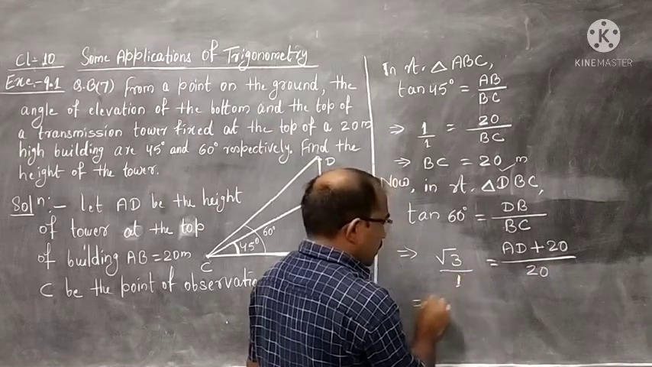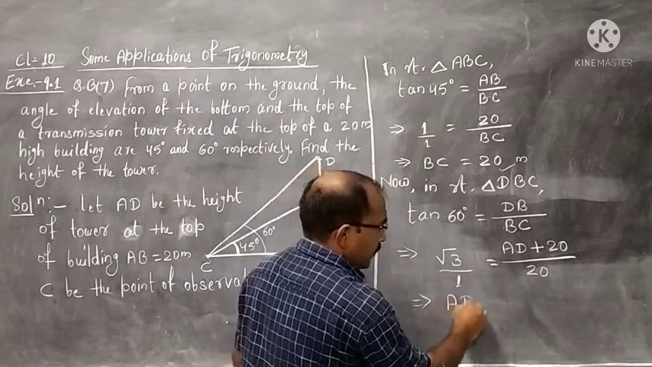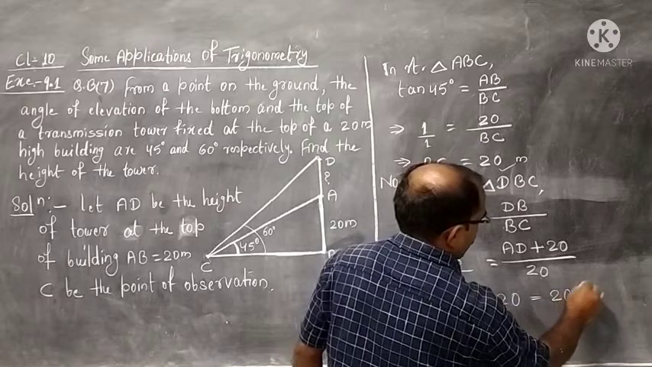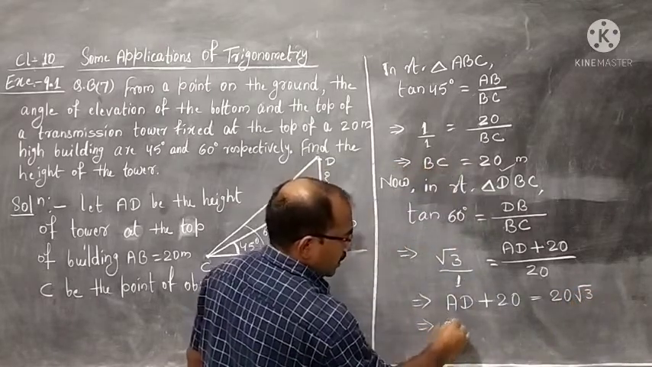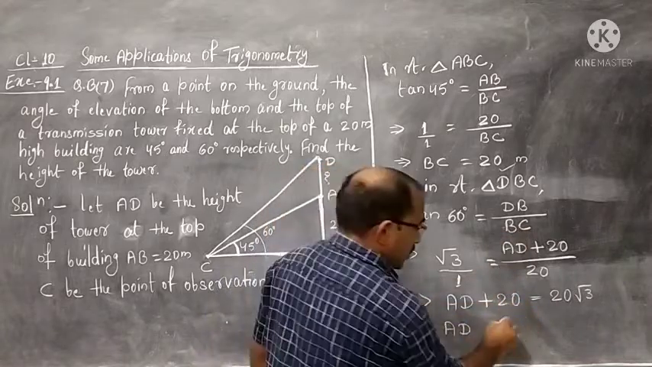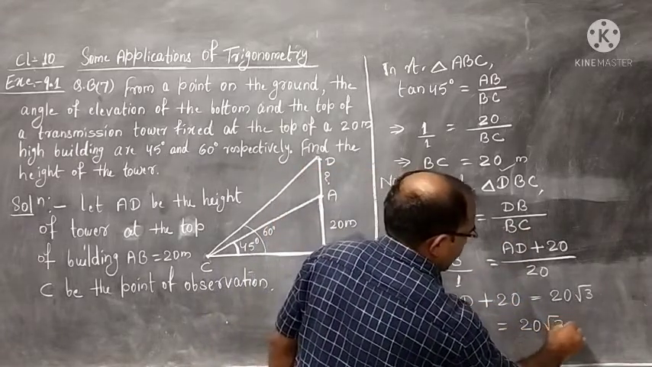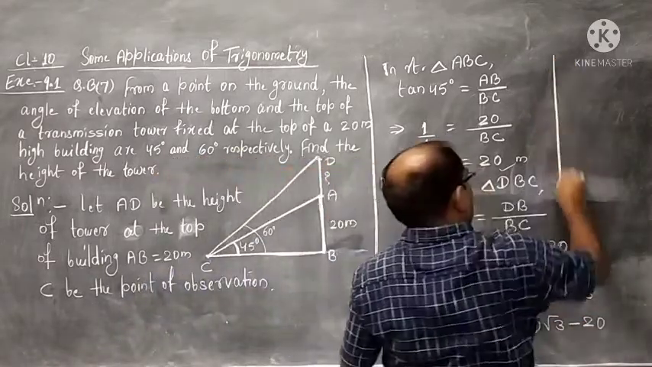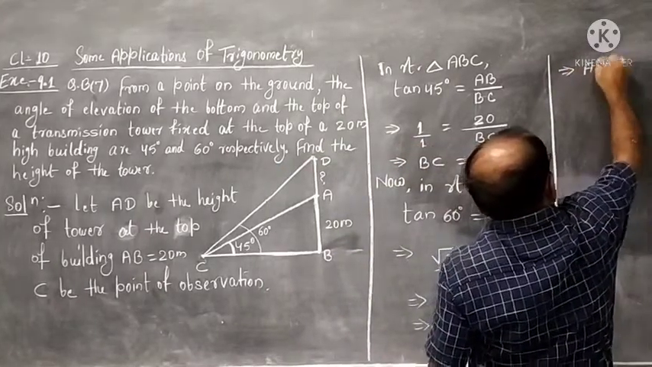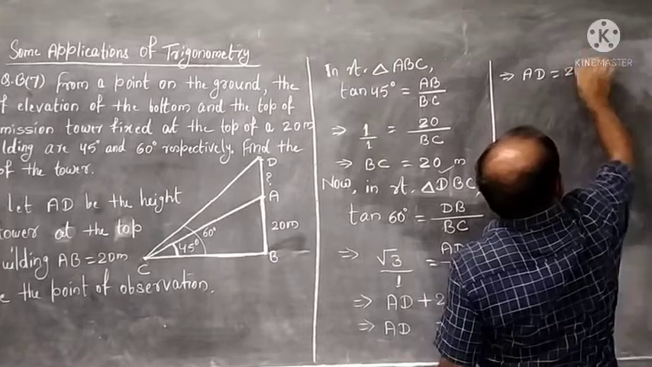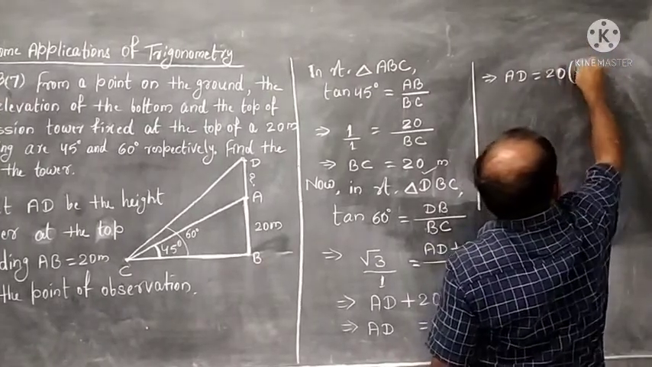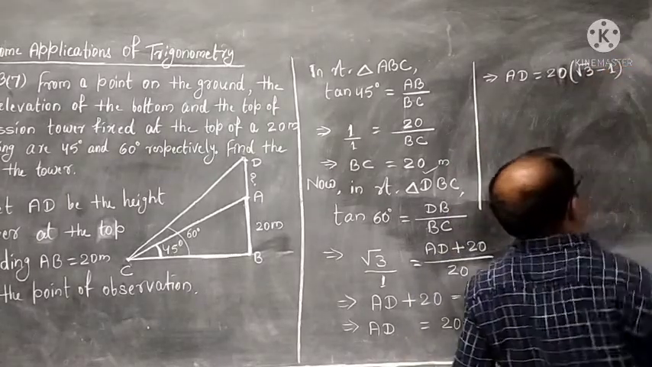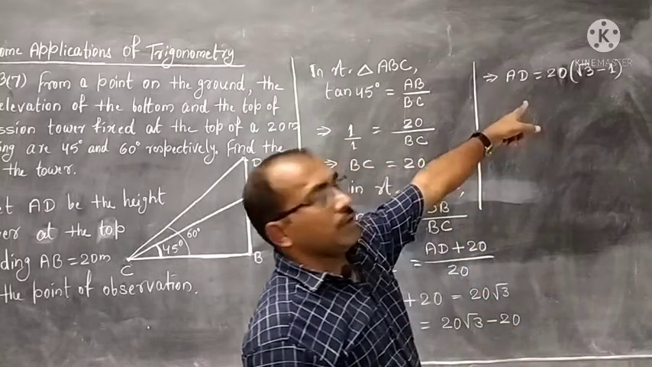Now we need to simplify. 1 into AD, we will get AD plus 20, and root 3 into 20, we will get 20 root 3. Taking 20 to the RHS, we get AD is equal to 20 root 3 minus 20. How to simplify? We take 20 common. AD is equal to 20, and from the bracket, the first one remaining is root 3, and in place of 20, 1 will remain. So AD is equal to 20 into root 3 minus 1.